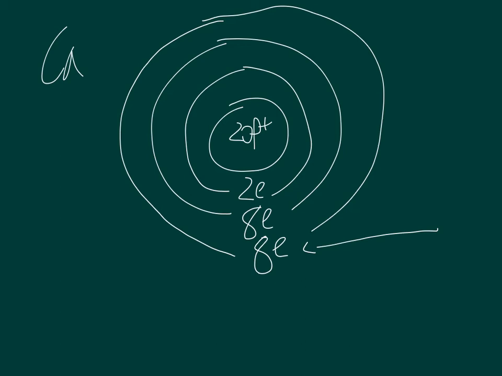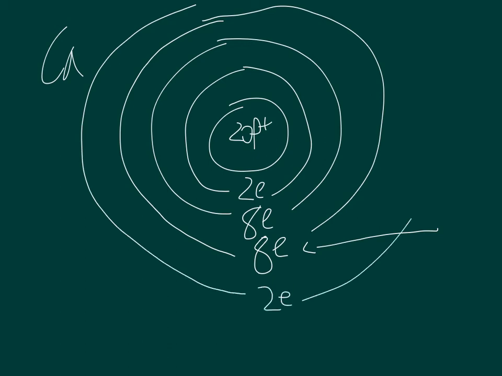So 8 plus 2 is 10, plus 8 is 18, and we need, that's right, 2 more electrons. So calcium has 2 electrons in its valence shell.